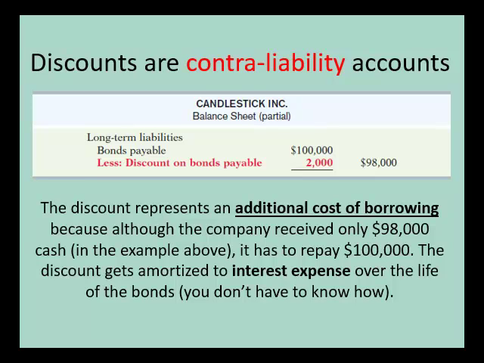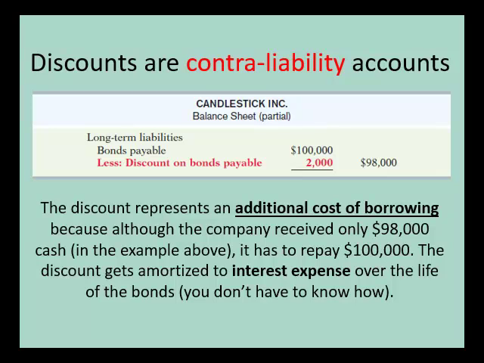So say that a bond with a face value of $100,000 is issued at a discount for $98,000. The company is only going to receive $98,000 in cash on the sale of the bond, but years from now it's going to have to repay $100,000. That's the amount that will have to be paid back. So that $2,000 difference between the amount of cash received and the amount it has to pay back, that represents an additional cost of borrowing.